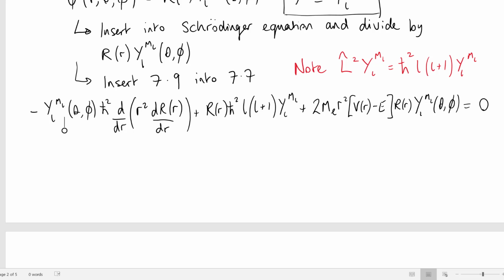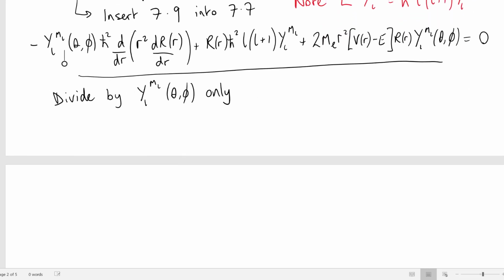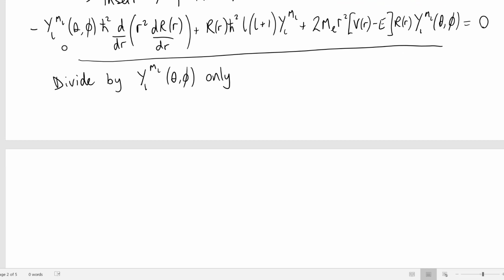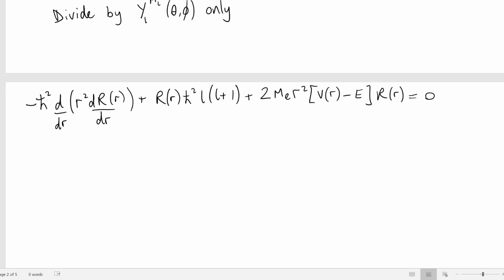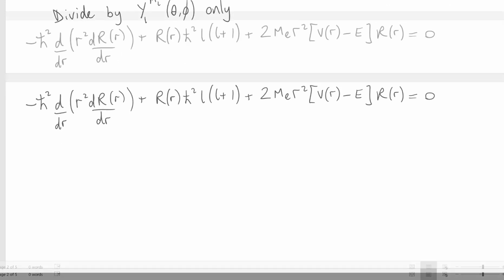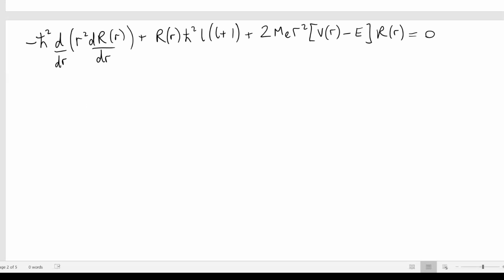So here is equation 7.7 with the radial function and the angular function written into it. What we're going to do as a variation to the separation of variables method is we're actually going to divide the expression as shown. So this expression here, we're going to divide that only by the y term. And I'll explain why shortly. And from that we get the following. And we can now write this a little more simply as follows. In fact, we're going to divide through by 2 m sub e r squared.